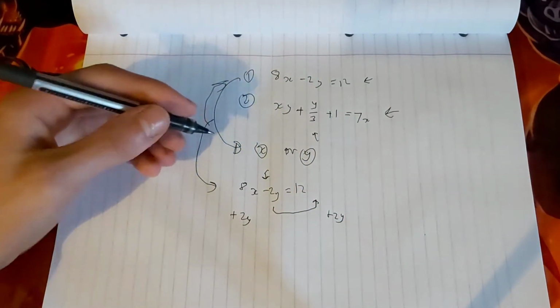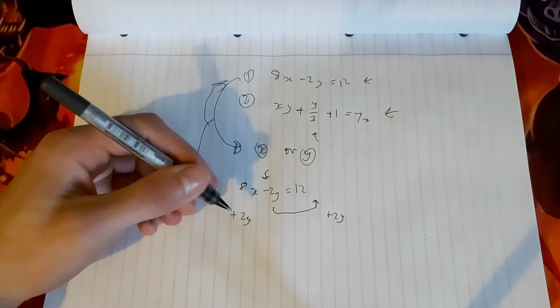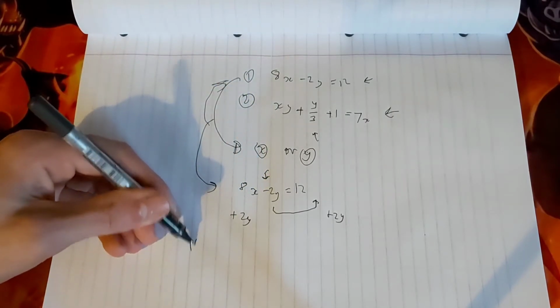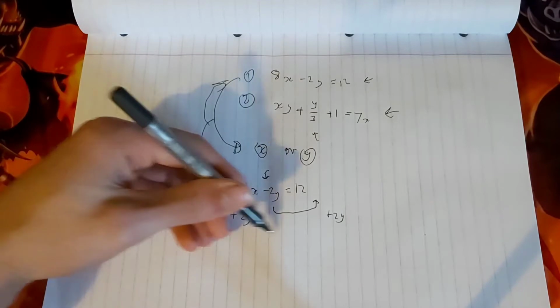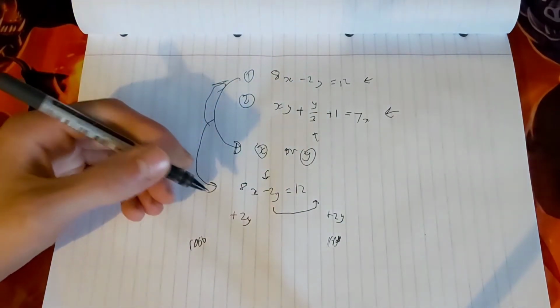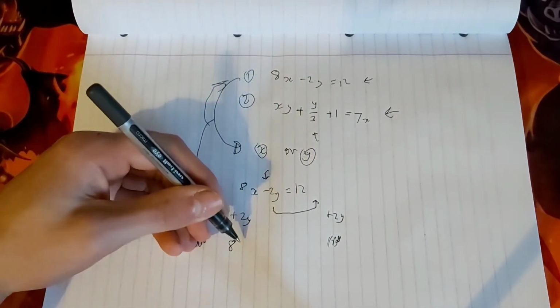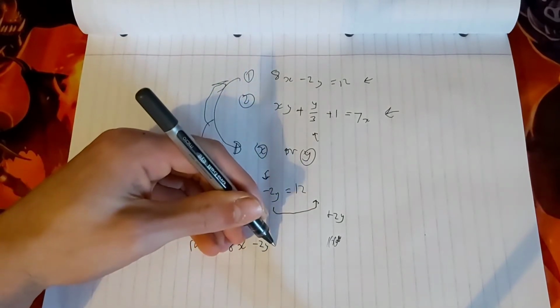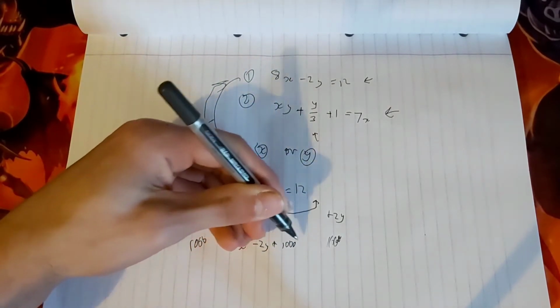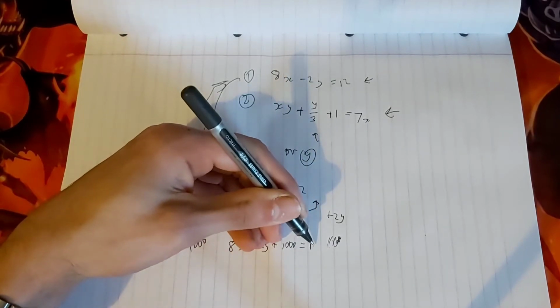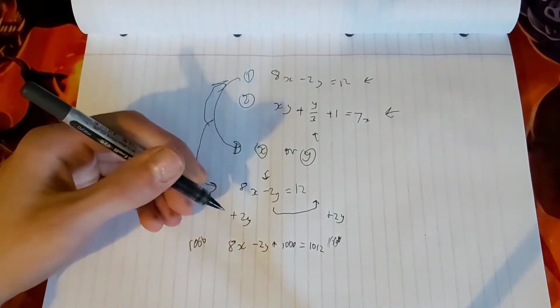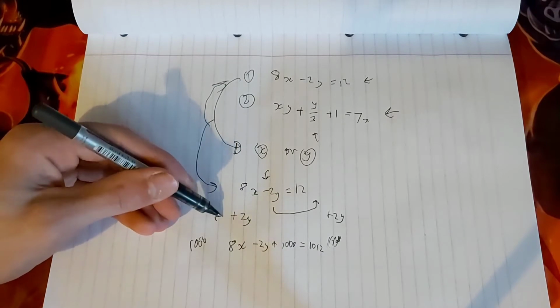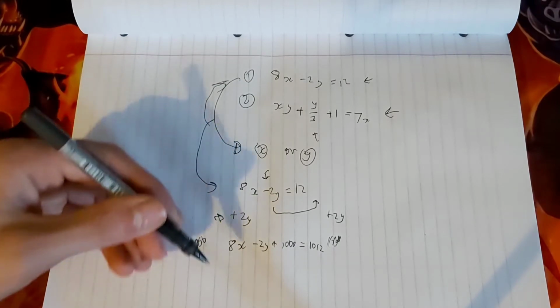Let me explain what I mean by doing whatever the fuck you want a little bit more, okay? You could add 100 to both sides, or 1,000. Why would you do that? It wouldn't really help you. You just then have 8x minus 2y plus 1,000 equals 1,012. Not very helpful, but one thing that is helpful is plussing y to both sides.